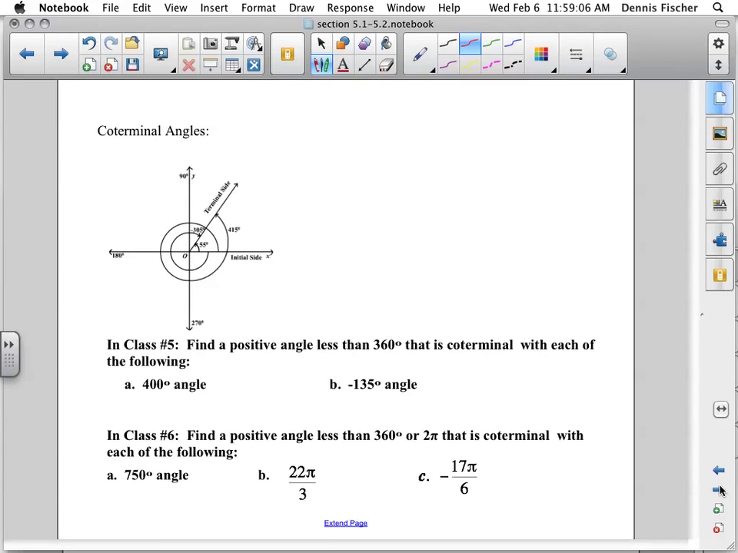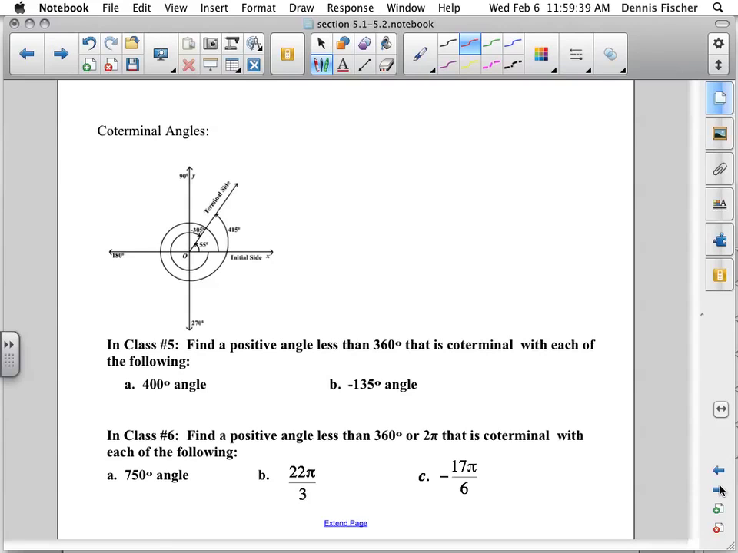The terminal side is where the angle ends, right? So if it ends here with a different measure, it has to go all the way back around, right? How do we find coterminal angles? You said add or subtract 360 or 2 pi. How do you determine which one? If it's in radians, you use 2 pi, and if it's in degrees, you use 360, right?